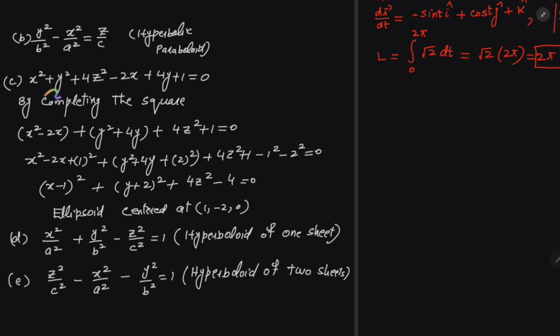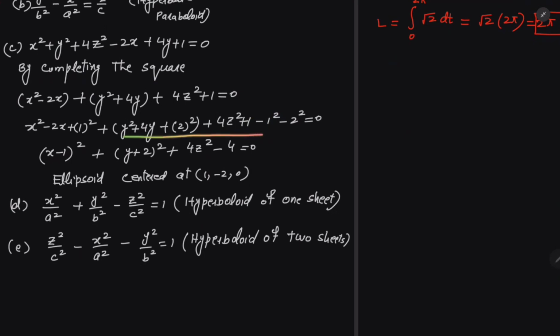Then part C was a bit tricky, but you can solve it very easily by completing the square. By completing the square, you find that at the end you get this equation. Mistakenly, you can identify this as a sphere, but this is not a sphere. This is actually an ellipsoid. What you will do is divide this whole equation by 4. Here 4, then 4, then you get 1. So this is also an ellipsoid, which is centered at (1, -2, 0).